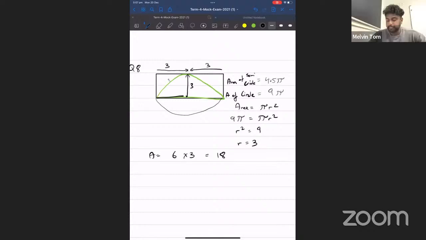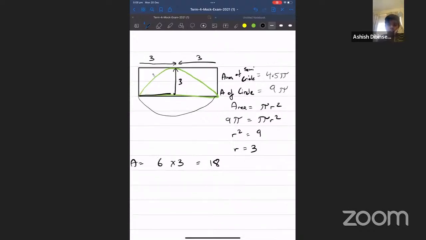So 9 is the area of what? A semicircle. What is a semicircle? Half a circle. The question tells me that the area of a semicircle is 4.5 pi. So the area of a full circle must be 9 pi. Do you guys understand?